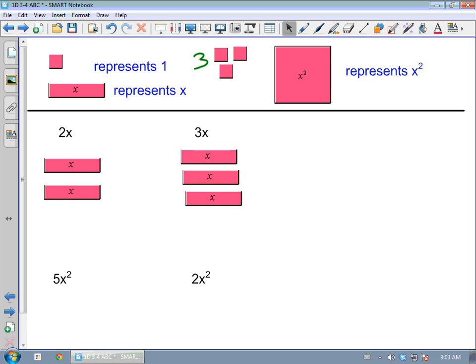Now where we're going is we want to be able to add like terms together. So if I take 2x and 3x, and I add them together, 2x is here, 3x is here, what do you think these two things are going to add up to? Yeah, 5x. Because if we take these two and add these 3, we are going to end up with 5 in total.